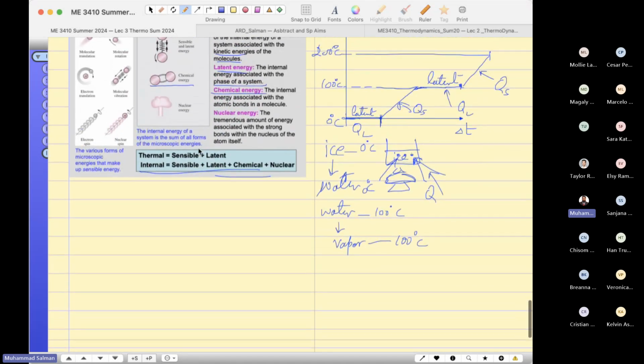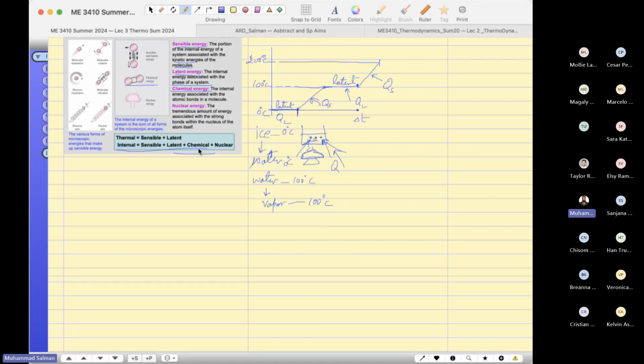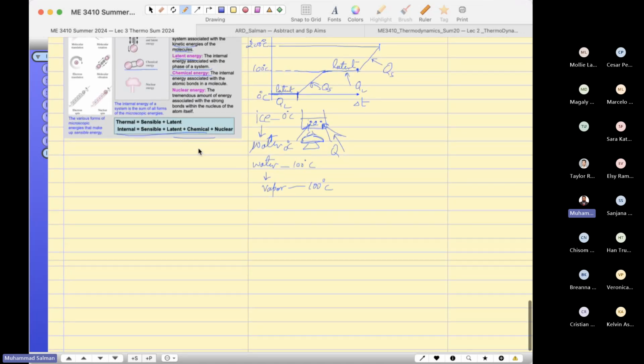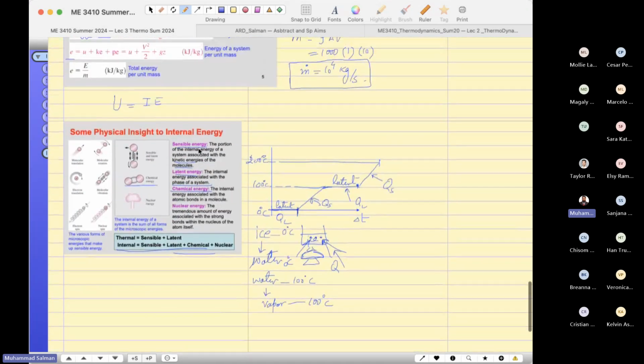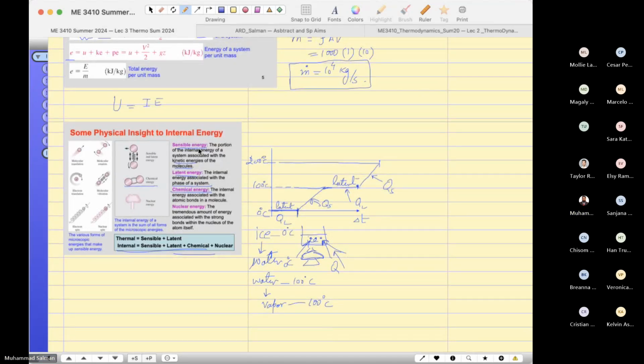If you have understood this concept of latent heat and sensible heat, please type in yes in your chat box. Okay, that's good. Sanjana says yes. Sarah says yes. Reena says yes. Okay, that's good. Let's go to the next slide.